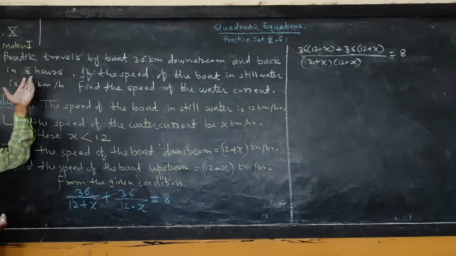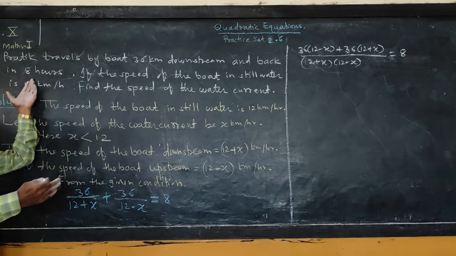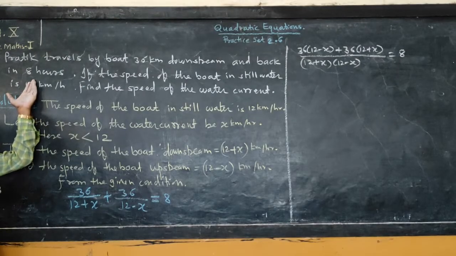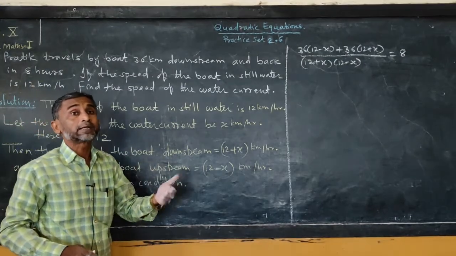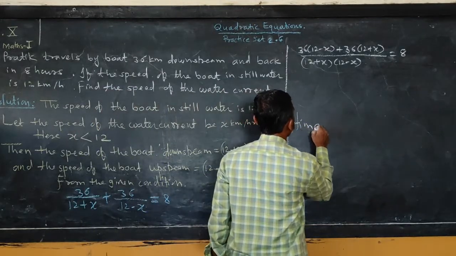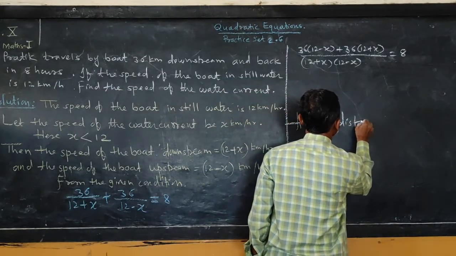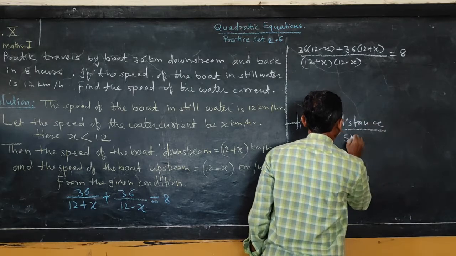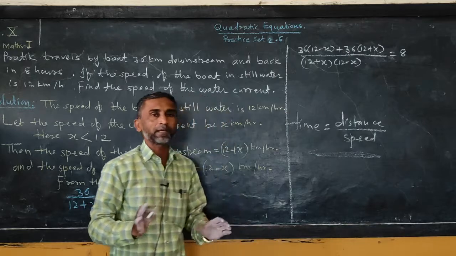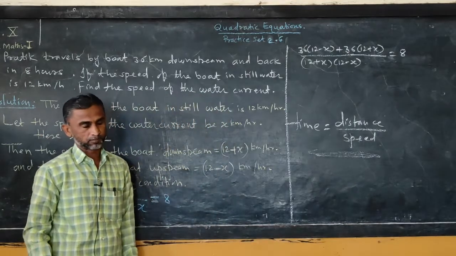Pratik travels about 36 km downstream and back in 8 hours. That is, time is important. So we should know the formula for time: distance upon speed. Time is equal to distance upon speed. Using this formula, we can make the quadratic equation.